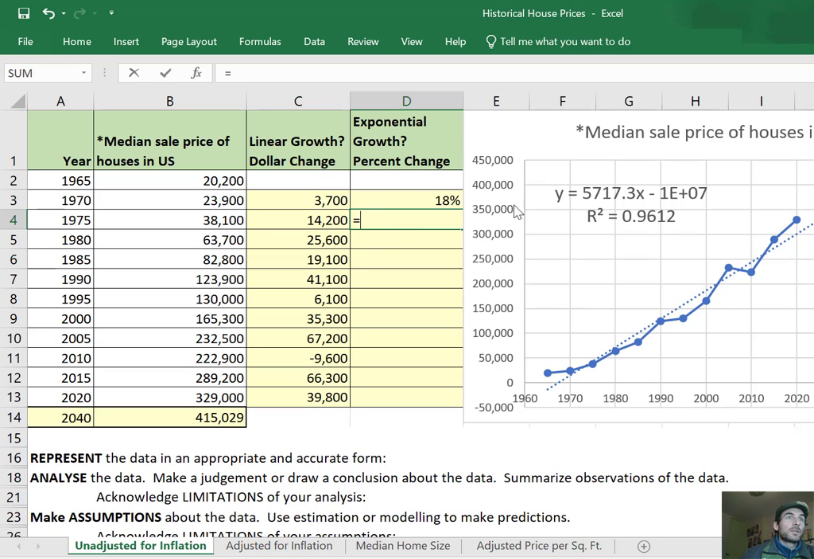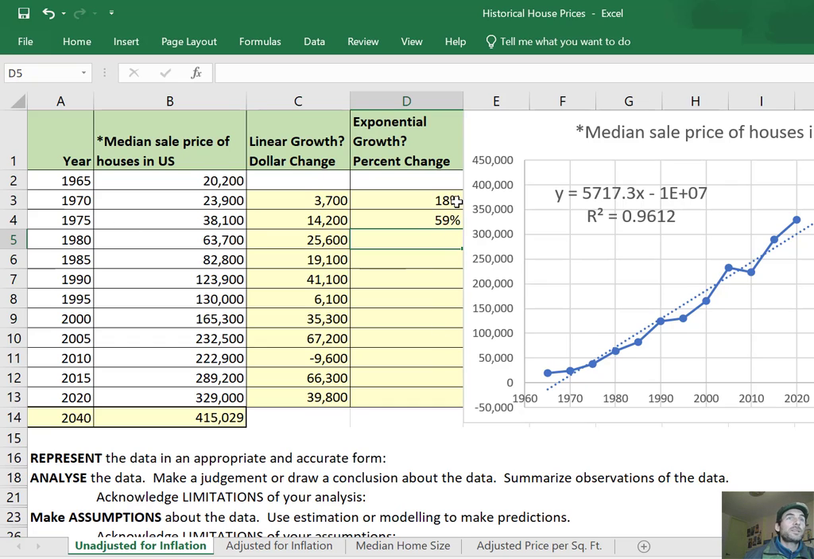We can go equals this number, the change, over the original from 1970, which is this. So from 1970 to 1975, houses increased by $14,000. They began at 23,900. And so if I put the increase over the original, I get my percentage change, 59%, a huge increase from 1970 to 1975. Massive. And so on and so forth.